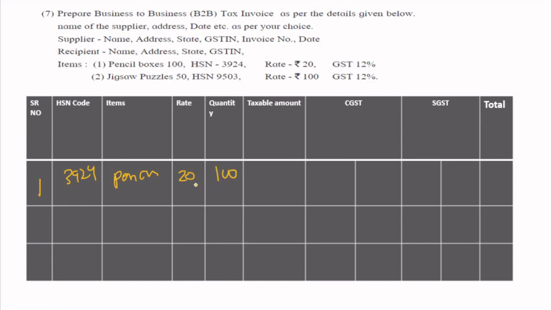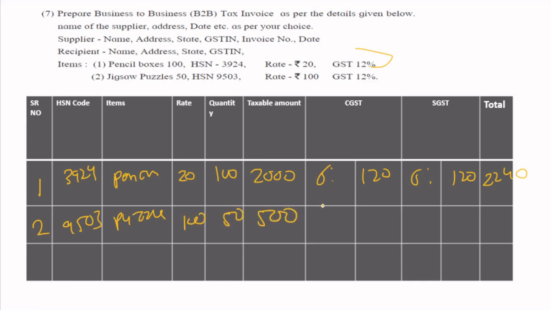Your taxable amount will be 100 into 20, 2000 rupees. GST is 12%, CGST is 6, SGST is 6. So 6% of 2000 is 120 and 120. The total amount you have to pay is 2000 plus 120 plus 120, so it becomes 2240. Similarly, second case, HSN is 9503. Item is puzzle box or jigsaw puzzle box, rate 100 and quantity 50, so 5000. Same thing, 6% of 5000 is 300. Now you have to pay 5600.